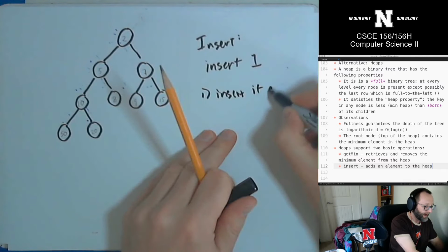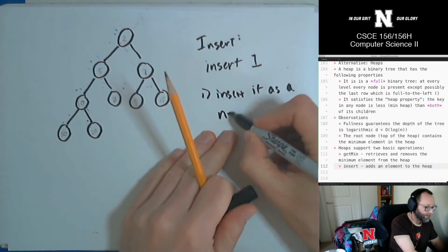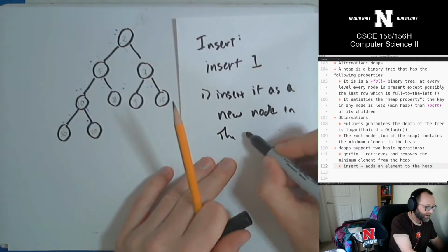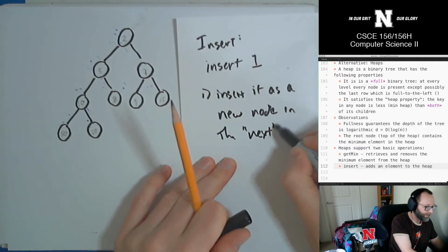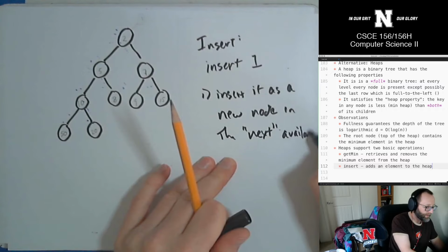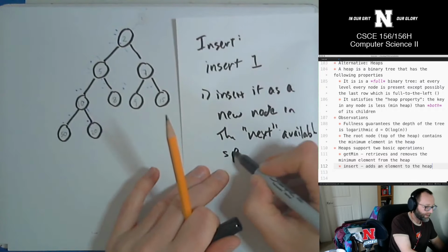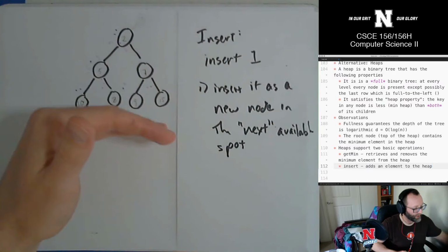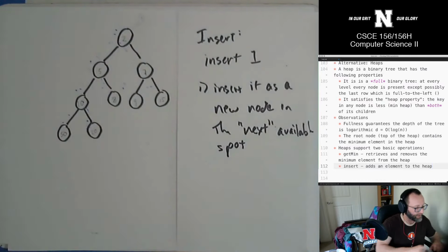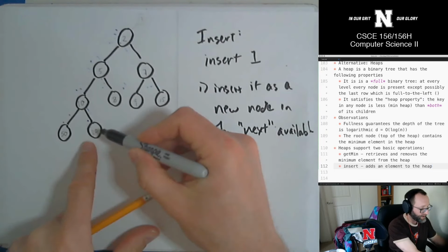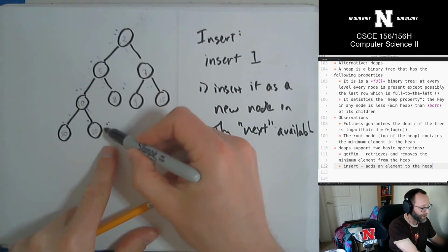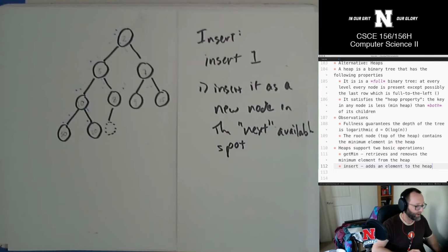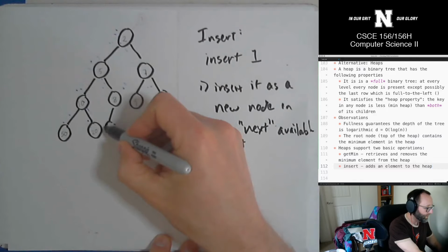If I fulfill the fullness property first, what I need to do is insert it as a new node in the next available spot. And by next available spot, what I mean is you go down all the way to the bottom of the heap, and all the way to the left, and this first available spot right here is the left child of 8. Right? So what we're going to do is we're going to insert 1 there.